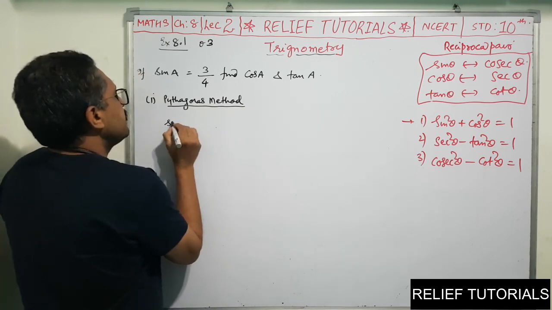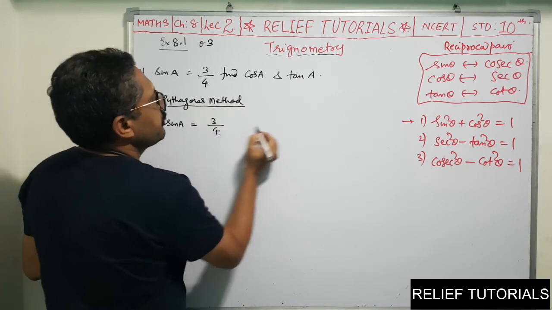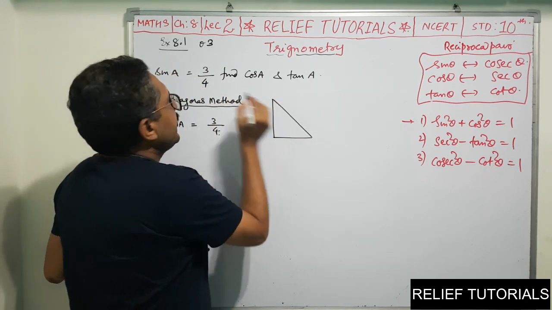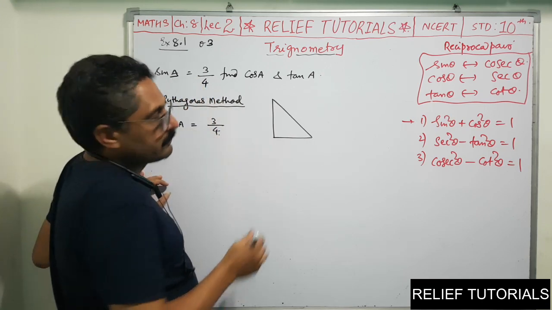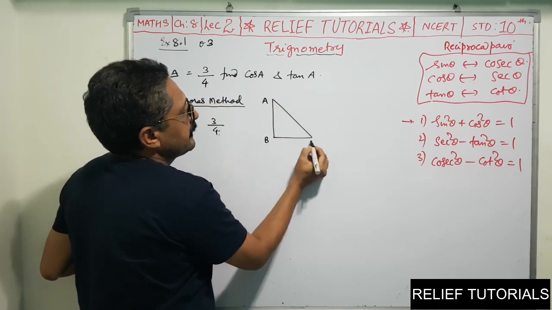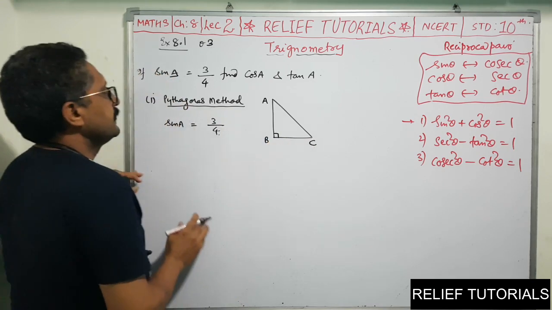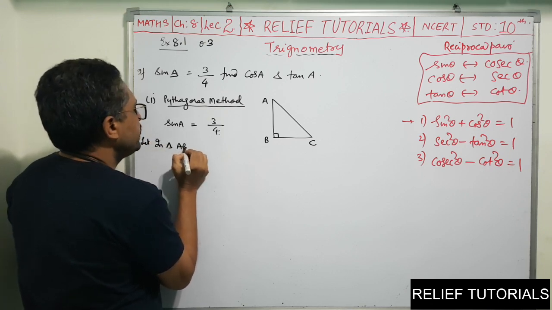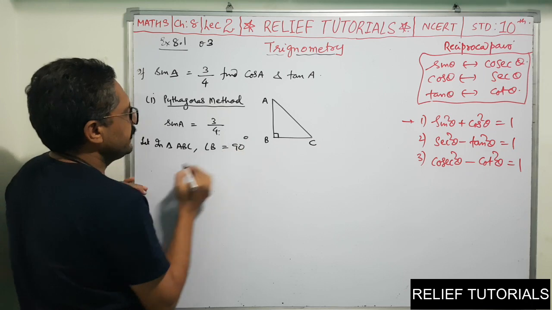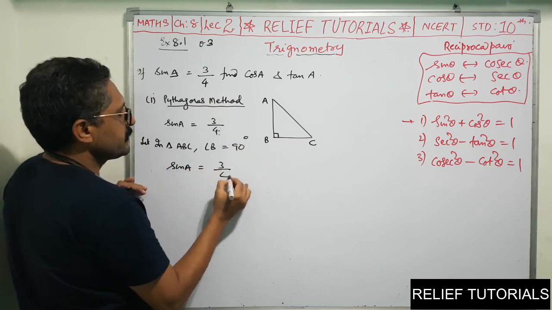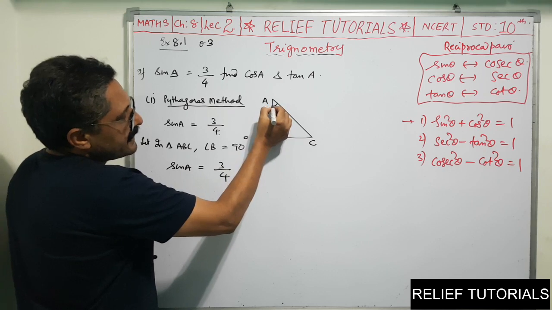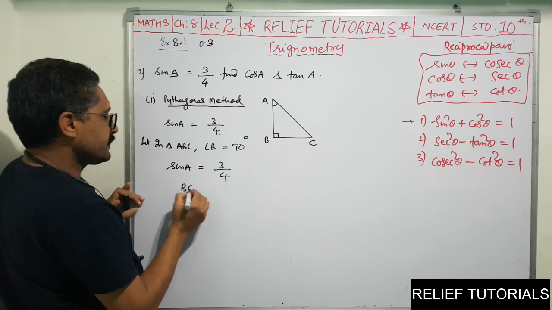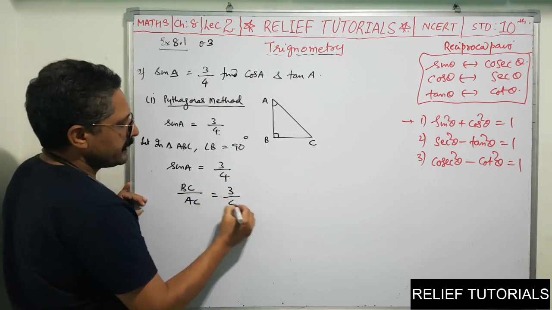Now see, the given sin A is equal to 3 by 4. So I will draw one diagram. You have to take an acute angle A. So I can take here A, B, C, where B is 90 degrees. Let in triangle ABC, angle B be equal to 90 degrees. Now we have sin A is equal to 3 by 4. Consider this angle A. Sin is opposite upon hypotenuse, so opposite is BC, hypotenuse is AC, equal to 3 by 4.